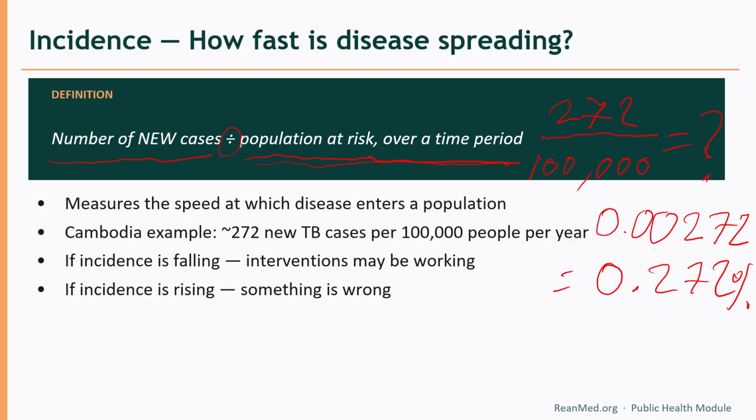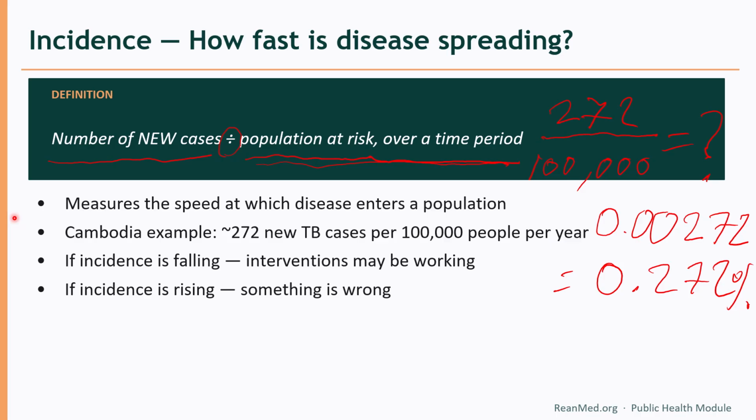And so, just looking at our slide here, incidence measures the speed at which a disease is spreading in the population. So if the incidence goes higher, that means there are more new cases happening. And if there are more new cases happening, the disease is spreading faster. If, however, the incidence of the disease is going down, that means fewer and fewer people are getting the disease. And so that's a good sign.